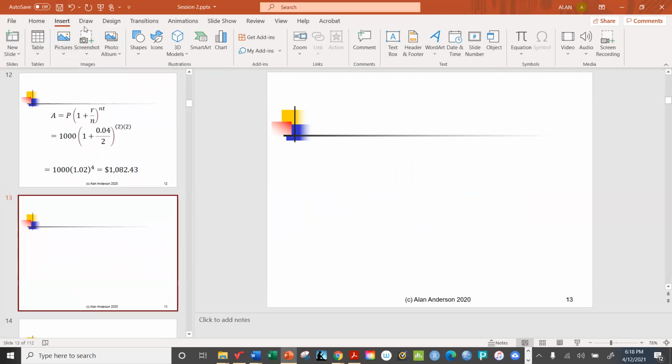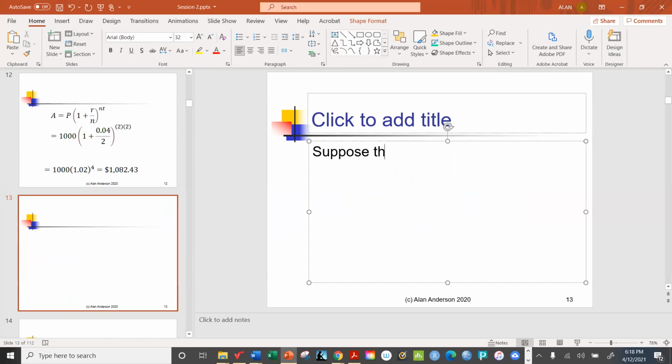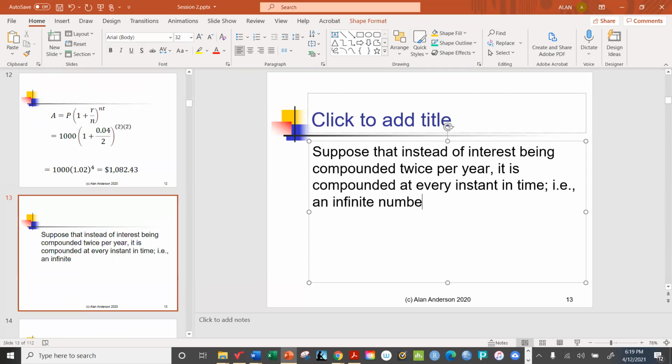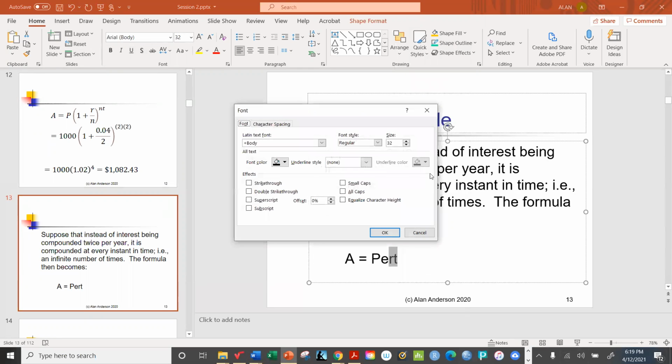Suppose that instead of interest being compounded twice a year, it is compounded at every instant in time. In other words, an infinite number of times. The formula then becomes, and it's very simple, surprisingly so, A equals P e to the rt. And e is, of course, the constant we saw just a couple of minutes ago. In other words, 2.71828, et cetera.